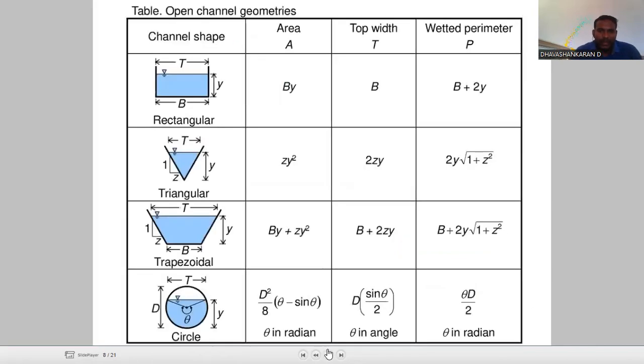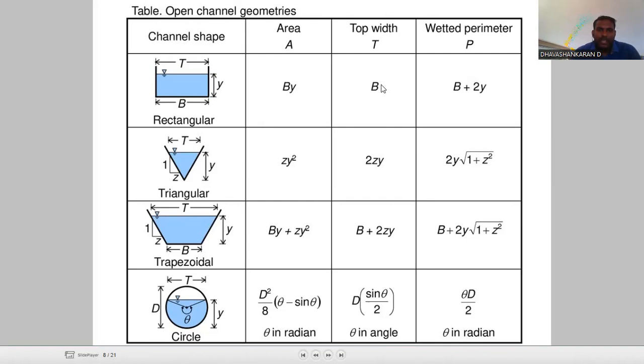Okay, so these are the types of channel geometries: the rectangular channel, triangular channel, trapezoidal channel, and circular channel. These are all open channel geometries. For the rectangular channel, the area is calculated as b into y.